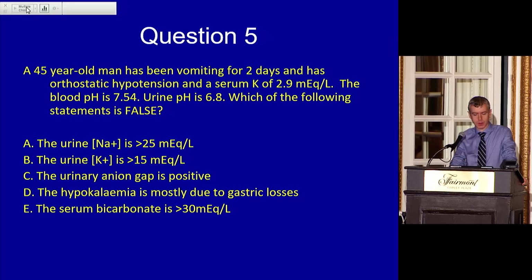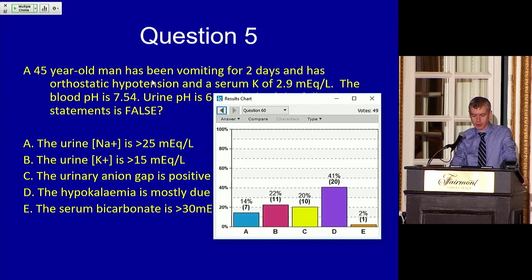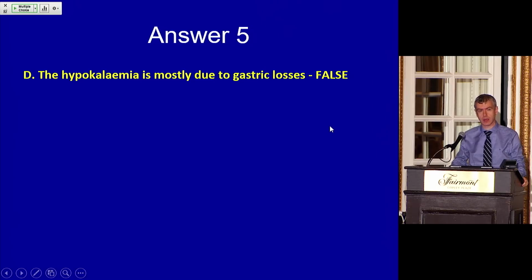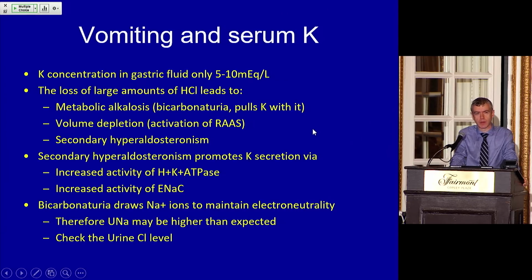Okay, so I'll stop it here. So big splay here. The correct answer here is D. D is false. The hypokalemia is mostly due to gastric losses. That is an incorrect statement. So let's talk about vomiting and the serum potassium. The potassium concentration in gastric fluid is relatively low. It's only around 5 to 10 milliequivalents per liter. So losing a lot of gastric contents in vomitus will not cause hypokalemia.